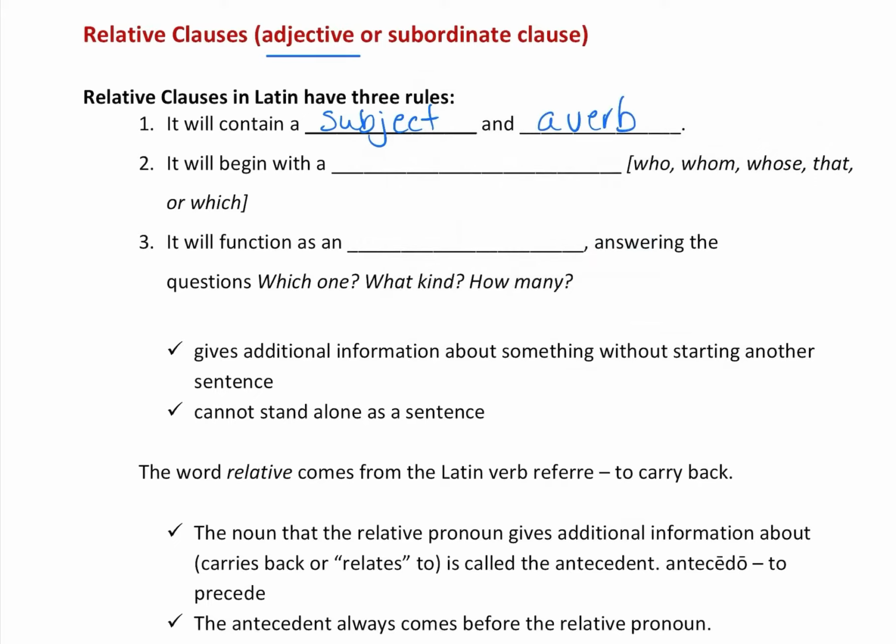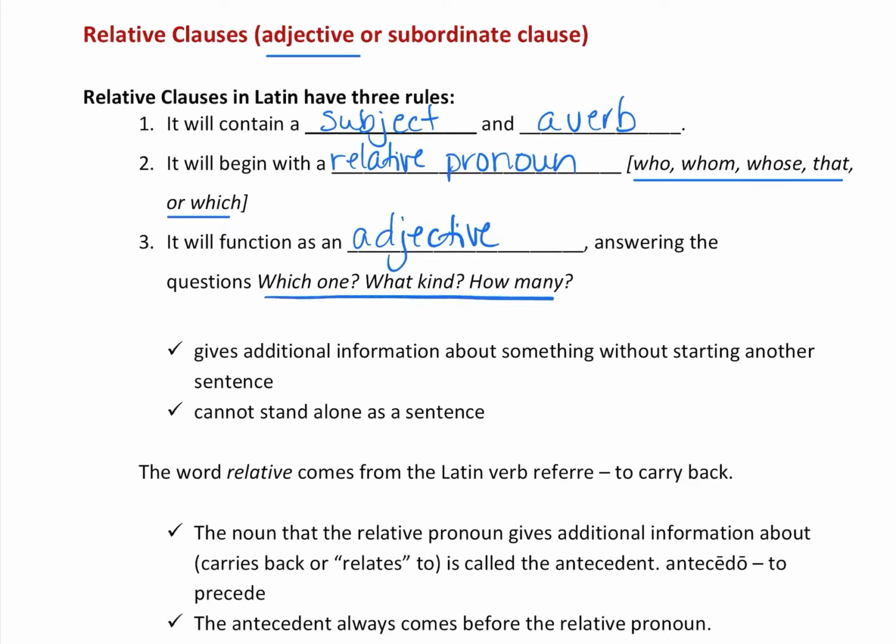It will begin with what we call a relative pronoun. And those relative pronouns are who, whom, whose, that, or which. And it will function as an adjective. That means it answers the adjective questions: which one, what kind, how many, just like an adjective does. And the whole clause functions as an adjective. It's not just one word.